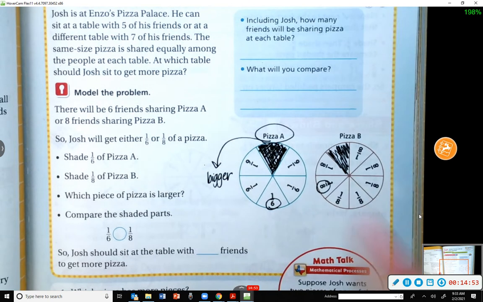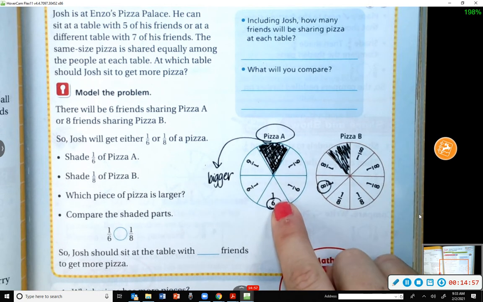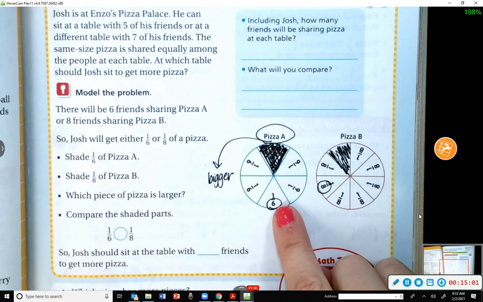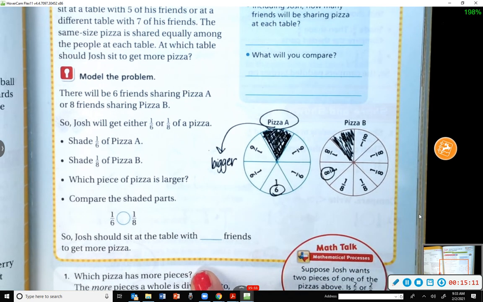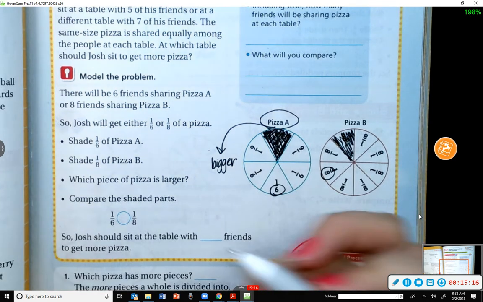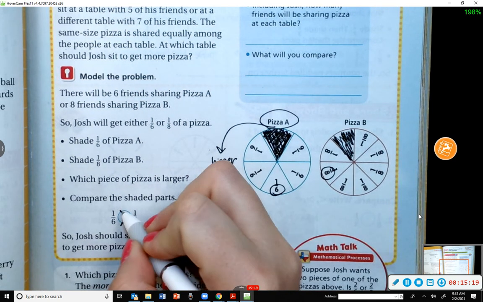Okay. You can look at the picture and see that it's bigger, and you can also look at the denominator. If the denominator is smaller, the piece is actually going to be bigger. Okay? So now we need to figure out which way our symbol goes. If 1/6 is bigger, then that means my mouth needs to be open towards it, right? Like it's going to eat it. Okay? So your mouth needs to be turned this way.